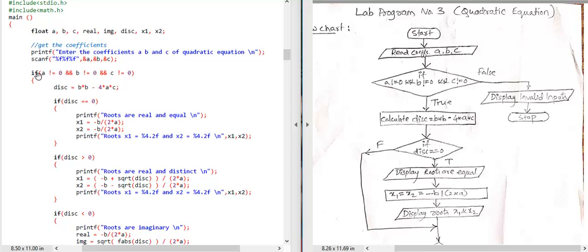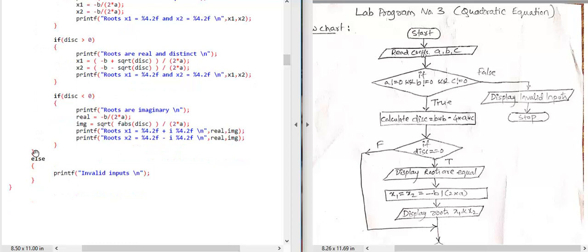After this statement we have an if statement. If A not equal to 0 and B not equal to 0 and C not equal to 0. So either this condition is true or it can be false. We want all of these A, B, C to be non-zero. If any of these values is 0, that is, if this condition is false, it will come here, print invalid inputs, and then the program will stop.